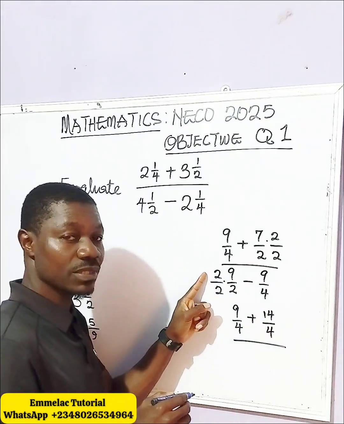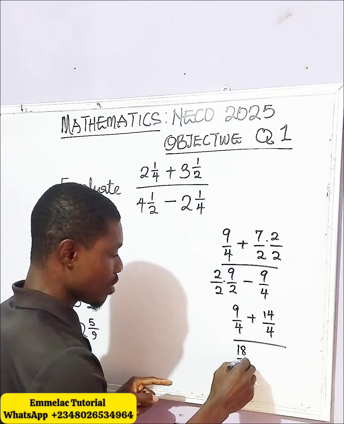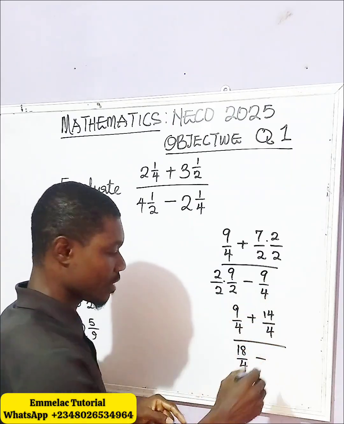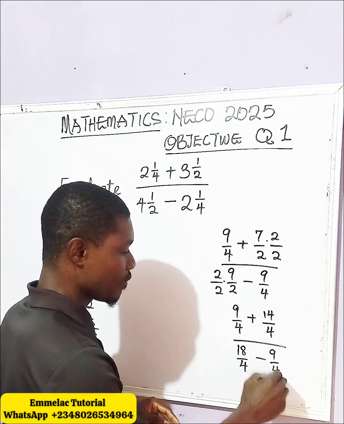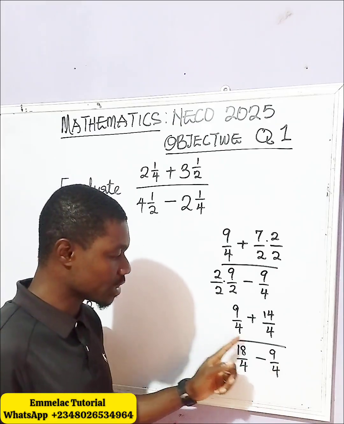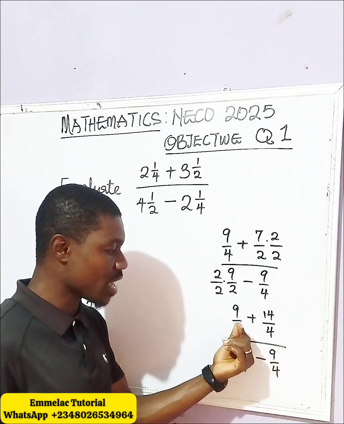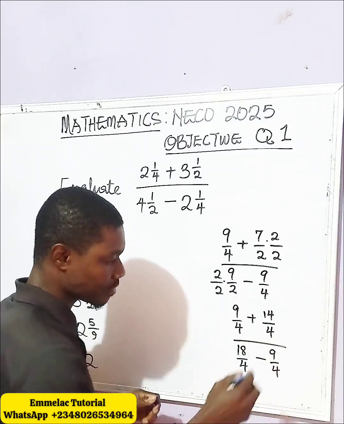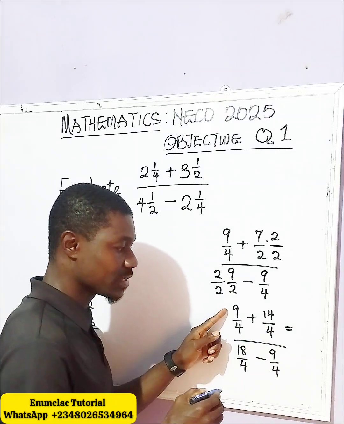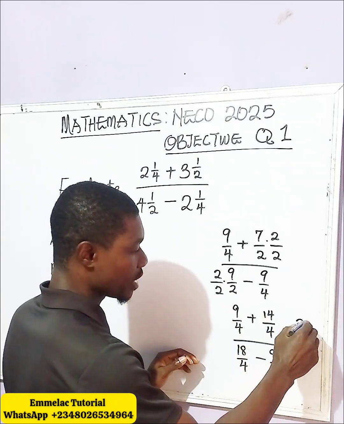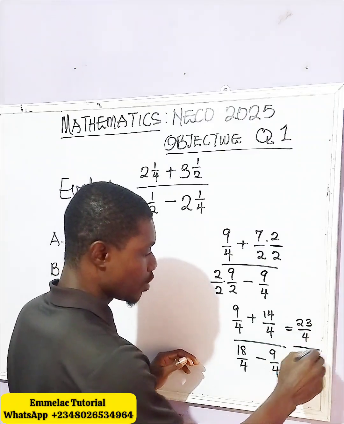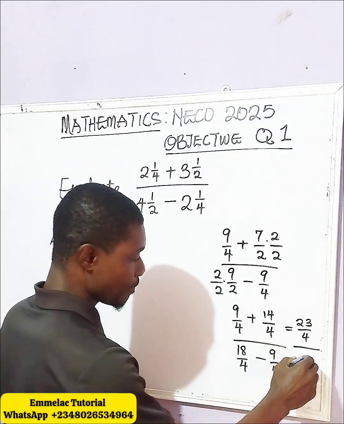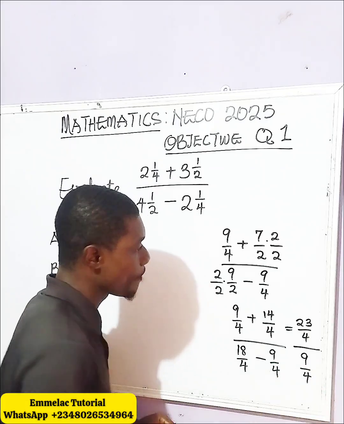Then here 2 times 9, that will give us 18, all over 2 times 2 here will give us 4. Then minus, here we have 9, all over 4. Now that we've achieved the same denominator, we can add and subtract the numerators directly. So this will give us 9 plus 14 will give us 23 all over 4, all divided by, here we have 18 minus 9, that will give us 9, then all over 4.